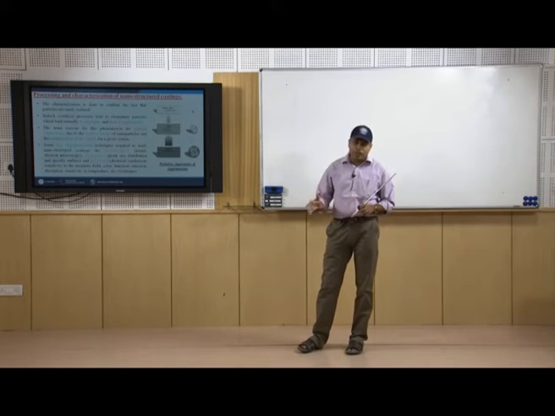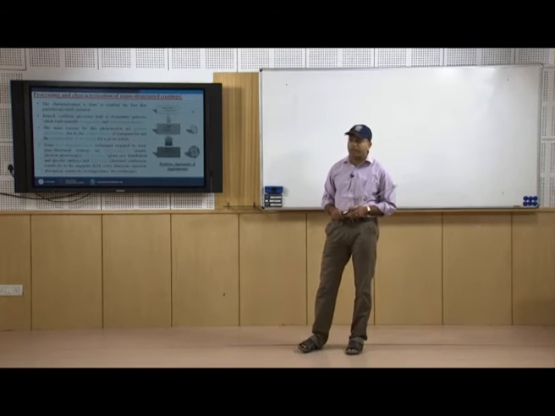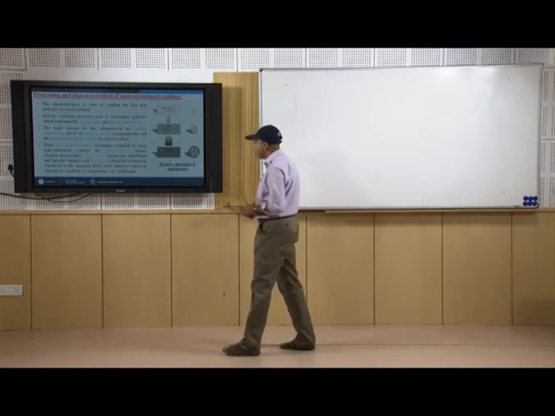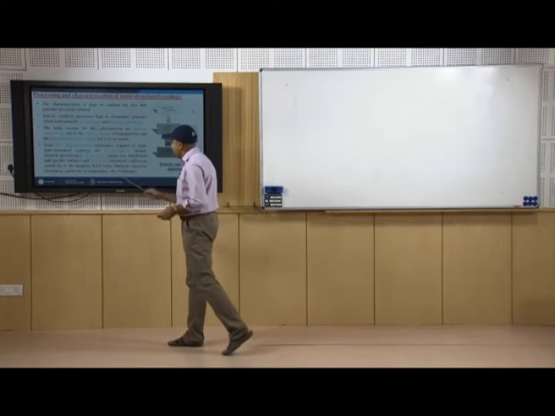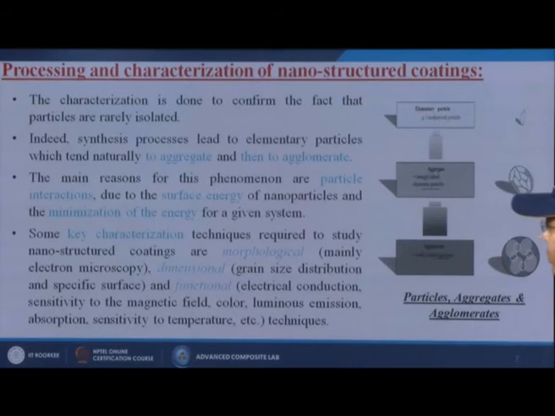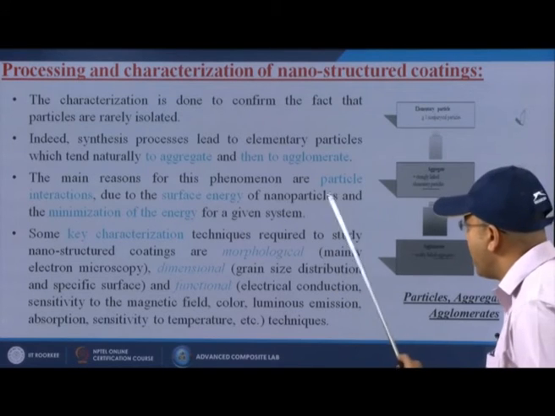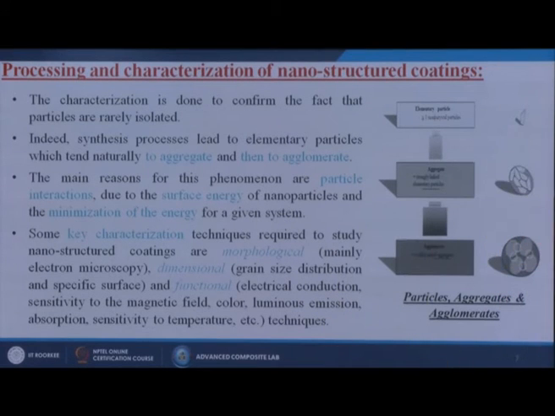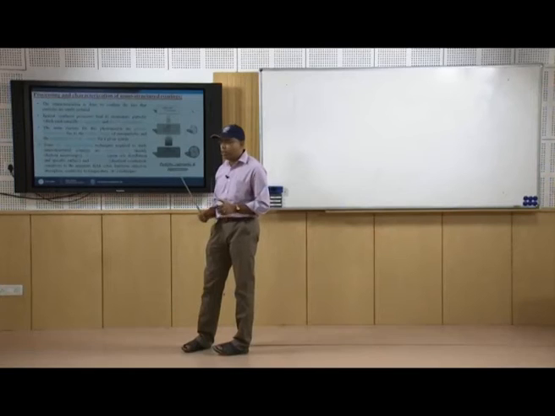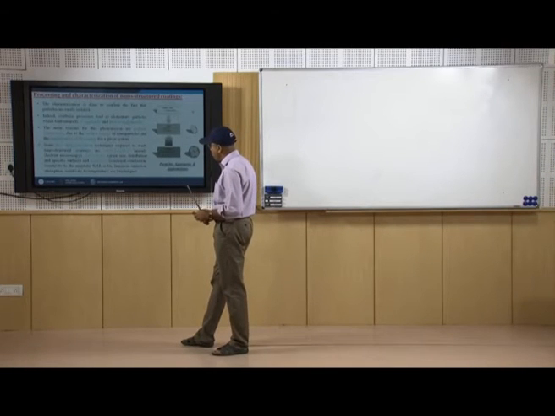So the nanoparticle distribution is not homogeneous, it is making some kind of heterogeneous structure inside the composites or the blends. The main reason for this phenomenon is particle interactions due to the surface energy of nanoparticles and the minimization of the energy for a given system. So these all are the drawbacks for these particular techniques.